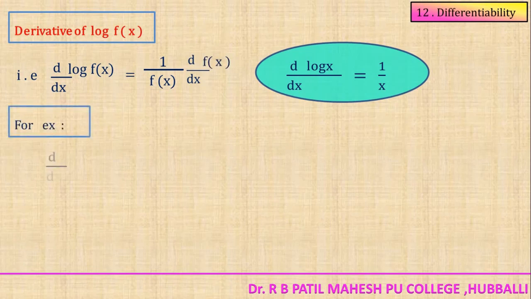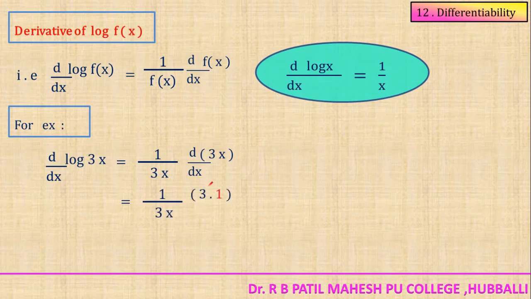Okay, for example, d by dx of log 3x. How is it followed? 1 upon 3x. See here, this is the variable. 3x is now the variable, the composite variable. 1 upon that variable 3x into d by dx of 3x. Next step, we have to differentiate that 3x. That is 3 into 1. And here 3 and 3 get cancelled. You will get 1 upon x as the answer. This is the simplification answer.